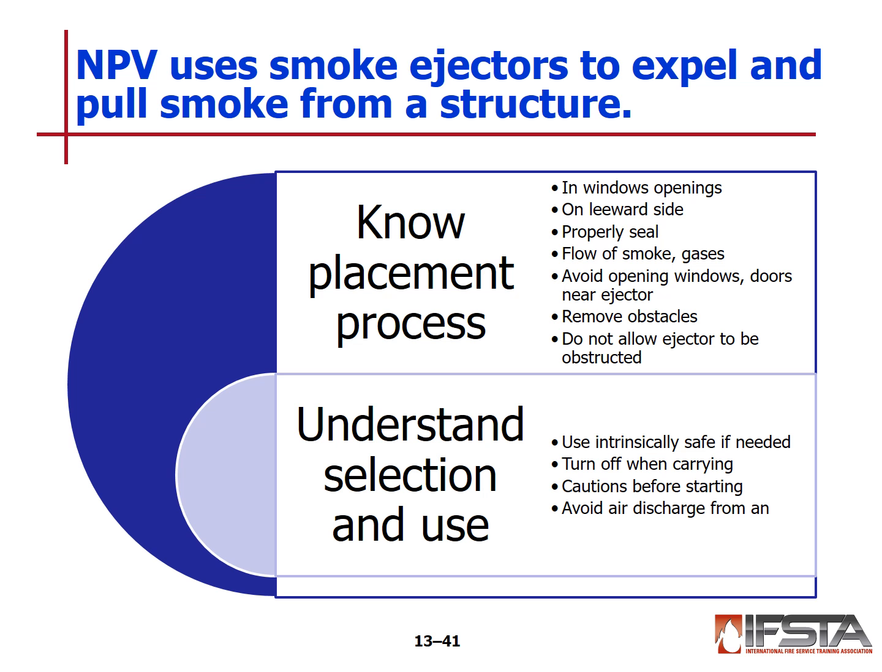We want to avoid opening windows and doors near that ejector. We want the only exit point to be that ejector so that we know where the travel path is at all times. Also remove obstacles, any large structures that may be in the way, such as entertainment centers, pianos, anything that could inhibit the good flow of air. Don't allow the ejector to be obstructed, which means removing those obstacles.